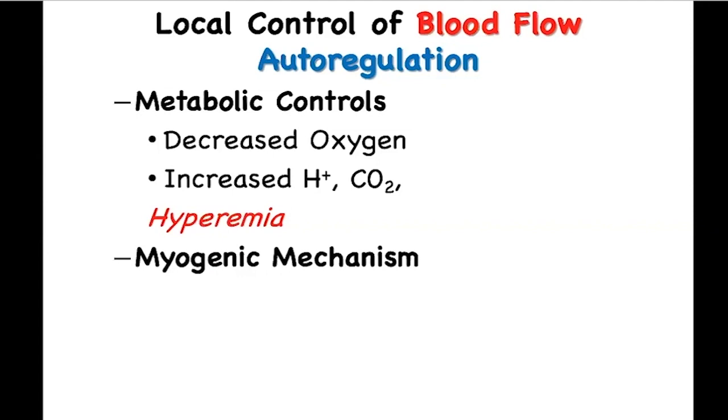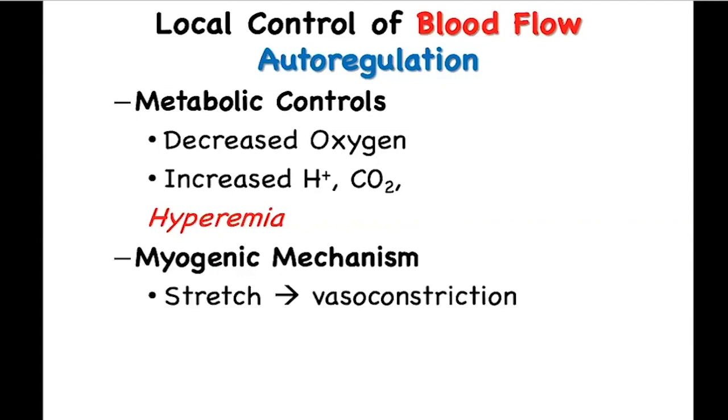The second control mechanism is the myogenic mechanism. When smooth muscles are stretched, such as in an increase in blood volume, vasoconstriction occurs. So smooth muscles naturally contract when they are stretched. The opposite is true. Decreased stretch leads to vasodilation.